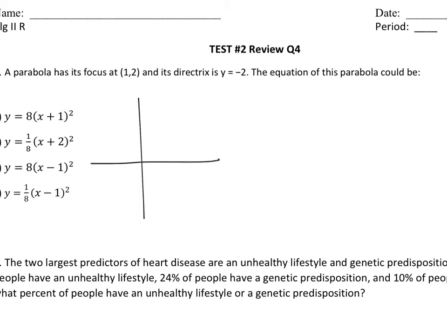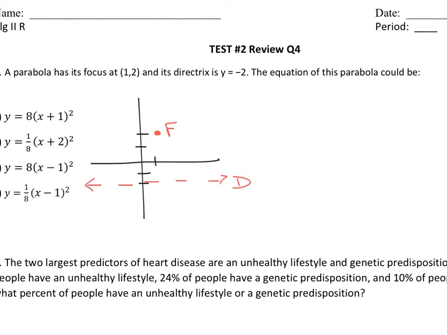They tell me there's a focus at 1, 2. So that means 1, 2, there's a focus. So that's a point. Remember, your focus is a point. Then the directrix is at y equals -2. Whenever it's y equals, remember it's a horizontal line. And I'll label this D for directrix.